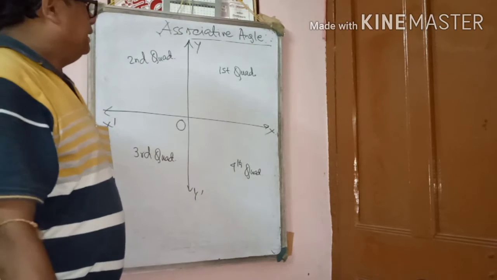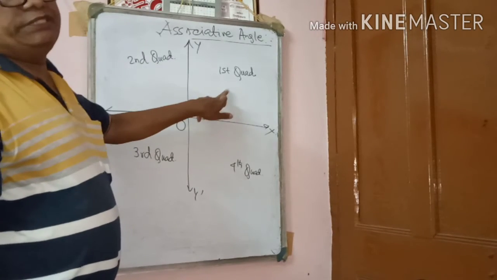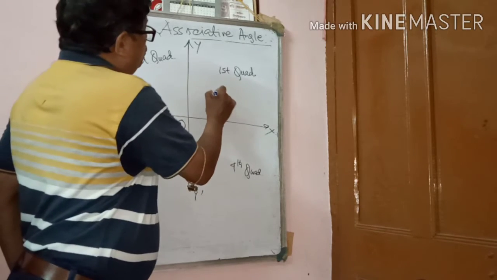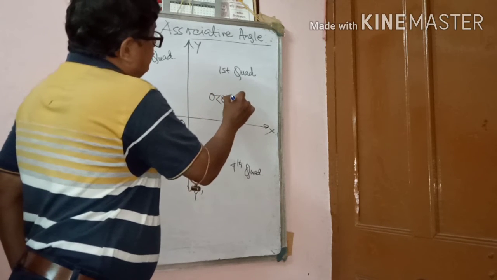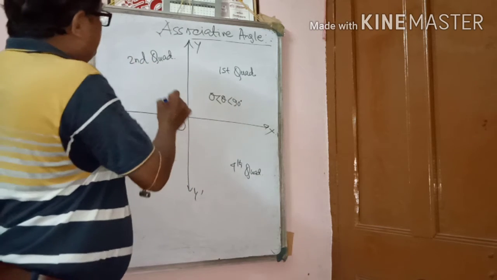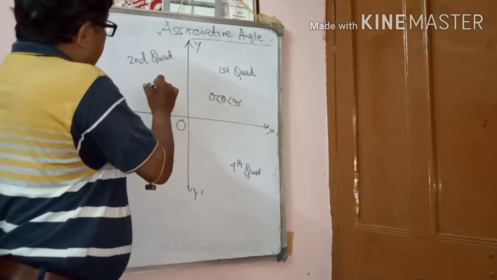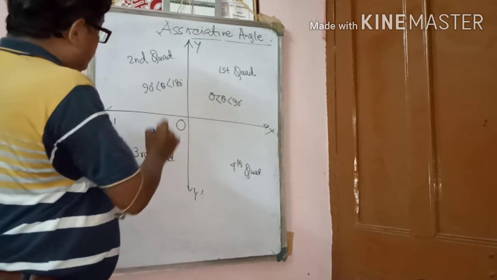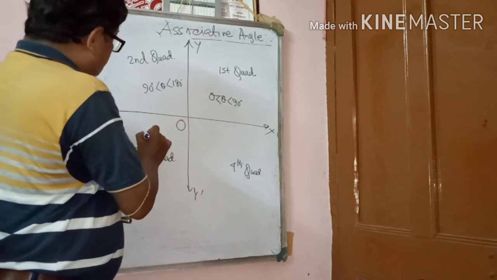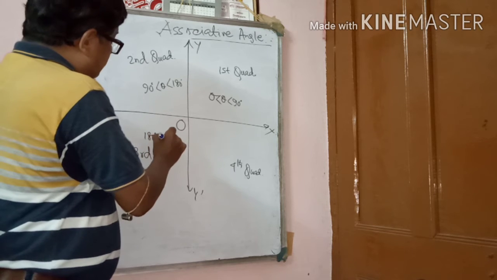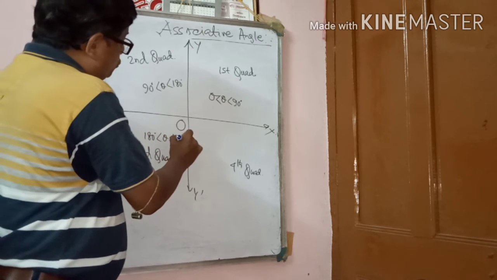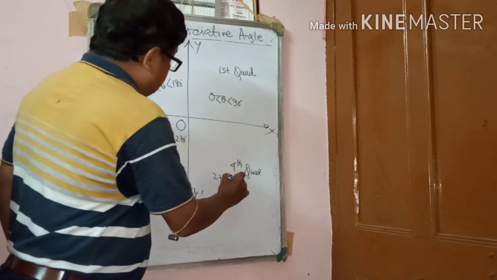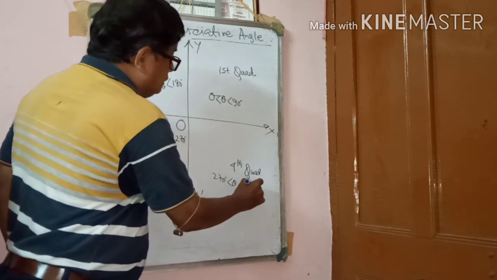Okay. Here, all of you know, this angle range is 0 to 90 degree, theta less than 90 degree. And this angle range, all of you know, 90 degree less than theta less than 180 degree. And third quadrant, here is 180 degree less than theta less than 270 degree. And this angle is here 270 degree less than theta less than 360 degree.